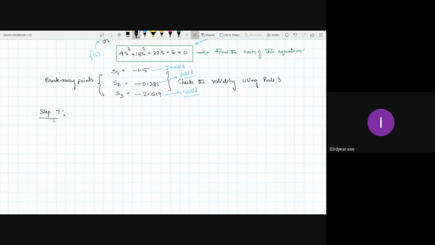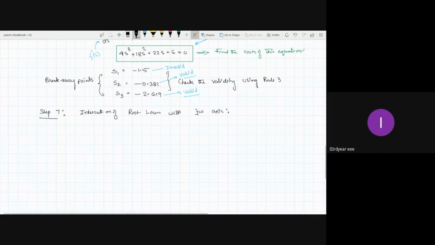So this step 7 has something to do with the RH criteria. This step 7 talks about the intersection of root locus with the j omega axis. This step basically tells us whether the entire root locus plot is lying on the left hand side of the complex S plane or not.